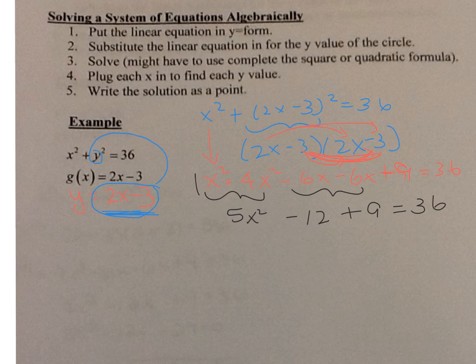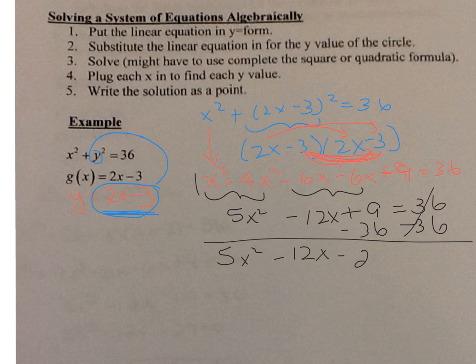So it is a quadratic now. And I have to set it equal to 0. So I'm going to minus 36. So I cross off the 36, I get 5x squared minus 12x. And then I have 9 minus 36 is negative 27 is equal to 0.